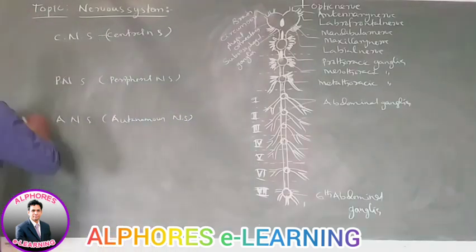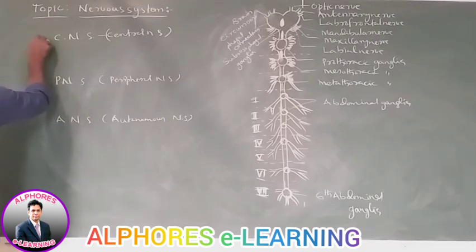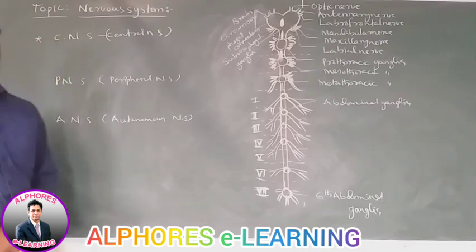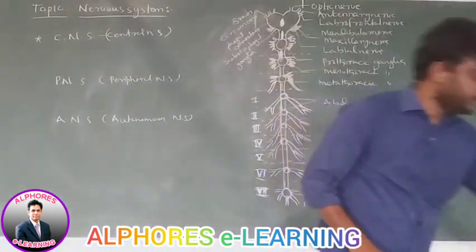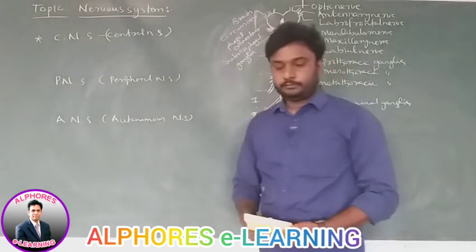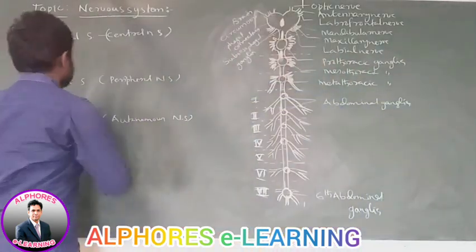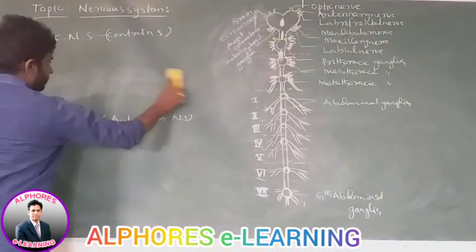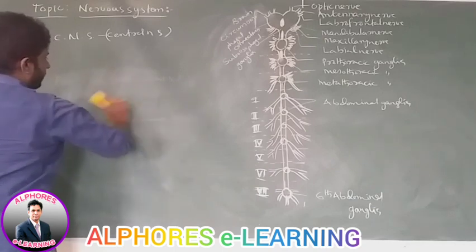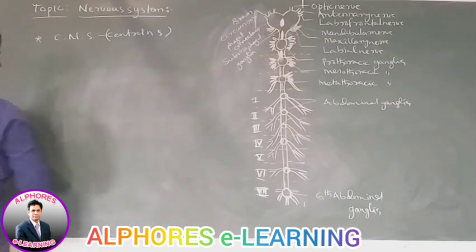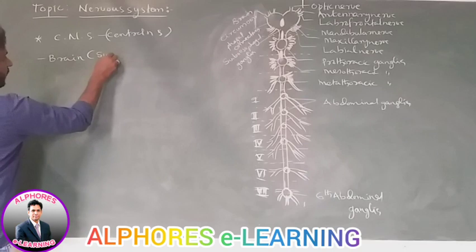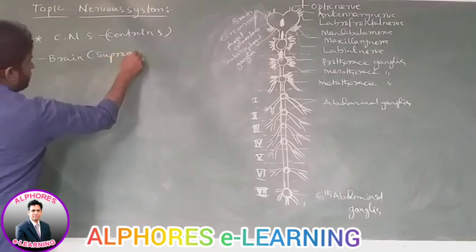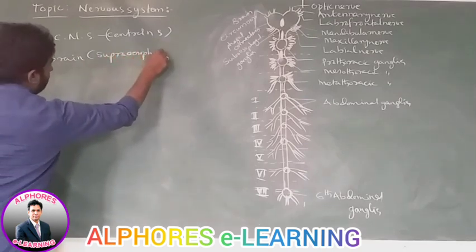So let us see the first one, CNS of cockroach, the central nervous system of cockroach. The components which are present in the CNS are the brain, also called supraesophageal ganglia.